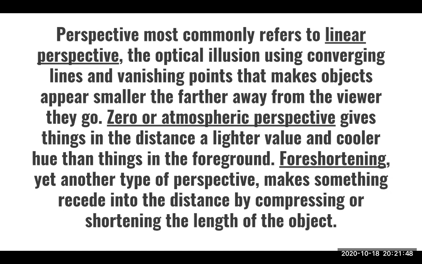Perspective most commonly refers to linear perspective, the optical illusion using converging lines and vanishing points that makes objects appear smaller the farther away from the viewer they go. Aerial or atmospheric perspective gives things in the distance a lighter value and cooler hue than things in the foreground. Foreshortening, yet another type of perspective, makes something recede into the distance by compressing or shortening the length of the object.